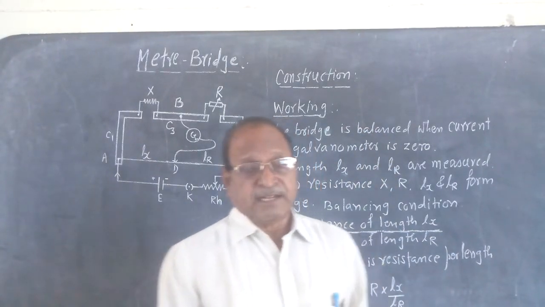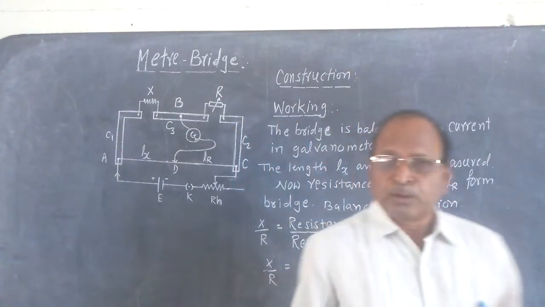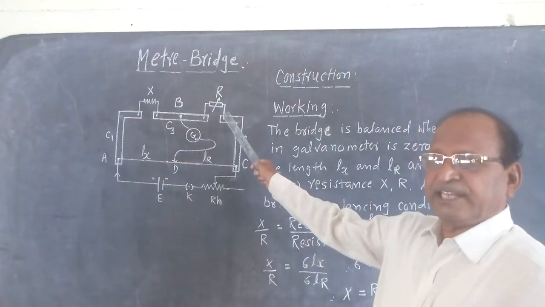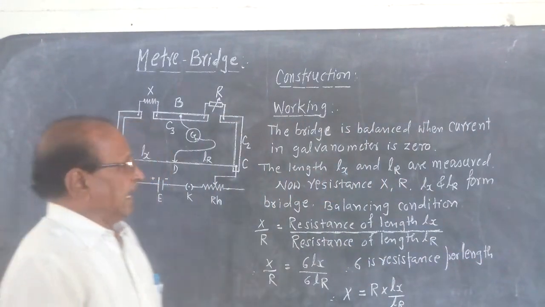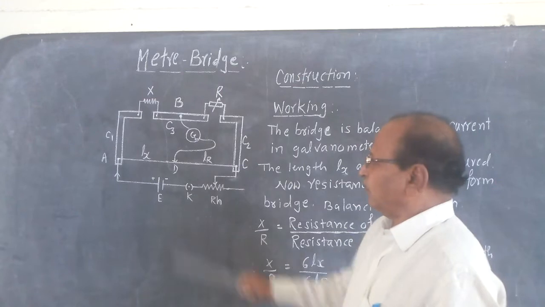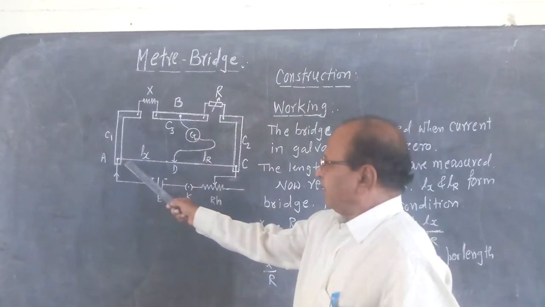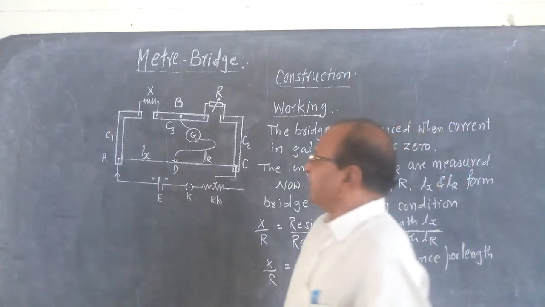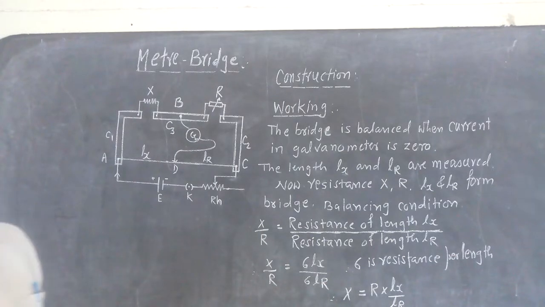Now we have to start the experiment. That means current is passed through this meter bridge. A suitable resistance is taken from the resistance box and the jockey is slid on wire A to C. There is a point D at which the galvanometer shows 0 deflection.